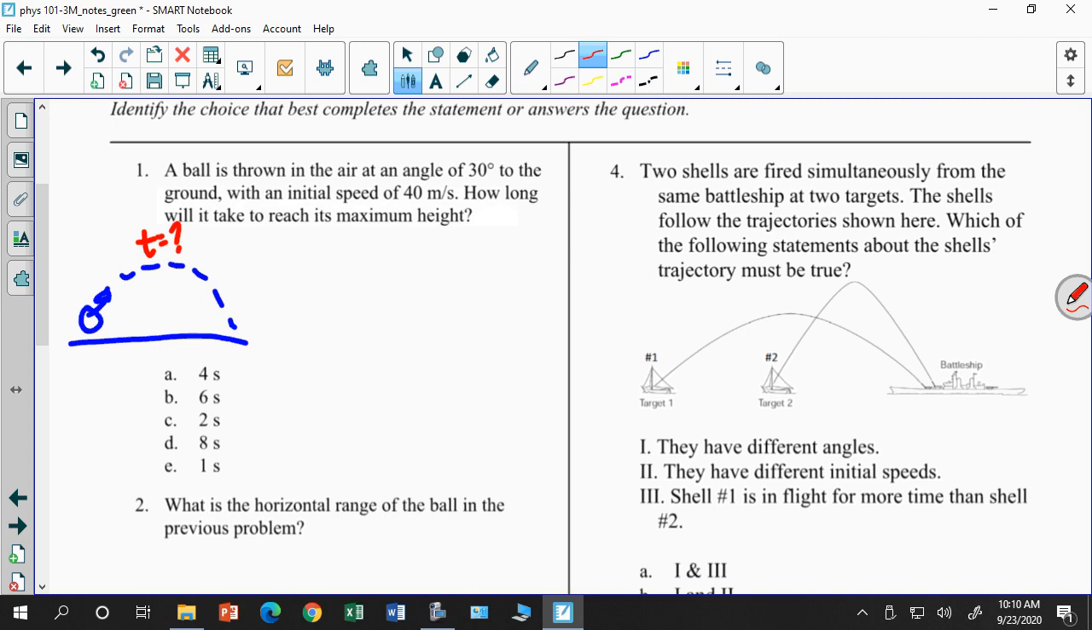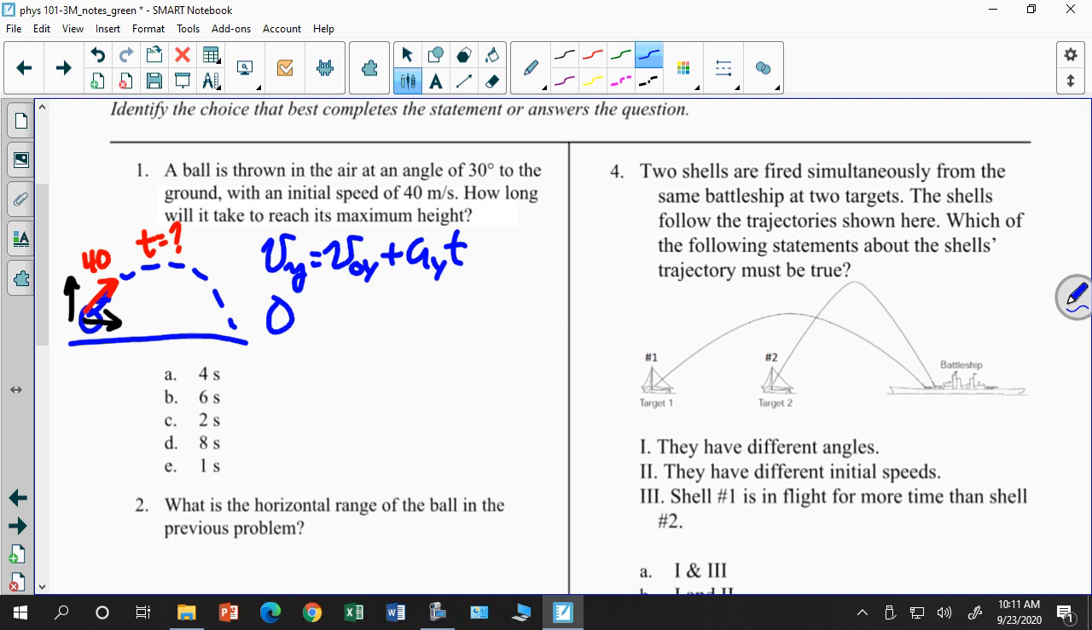I know that it has an initial speed of 40 meters per second. And I also know that that's broken into an x and a y component. There's the x, there's the y component of the velocity. I know that that y velocity decreases, decreases, decreases until it gets to the top, and then it stops in the y direction. It still has an x velocity, but it has no y velocity. So I can use that fact to find out the time at the top.